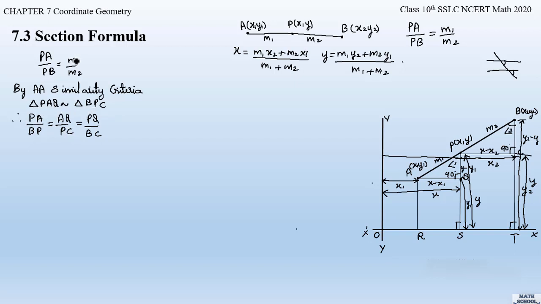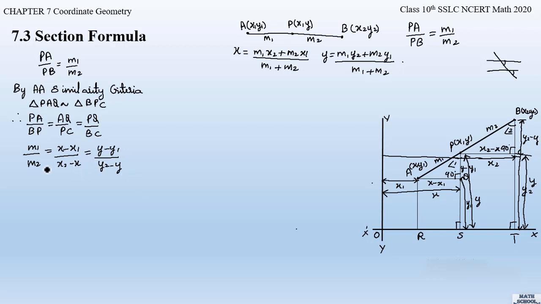So PA divided by PB, or BP, is equal to m1 by m2. What is the AQ value we found out? AQ is x minus x1, divided by PC, which is x minus x2, is equal to the PQ value we found out to be y minus y1, divided by the BC value, which is y2 minus y. Here PC is x2 minus x, the larger side minus the smaller side. So it is not x minus x2, it is x2 minus x. So here we will take x2 minus x.